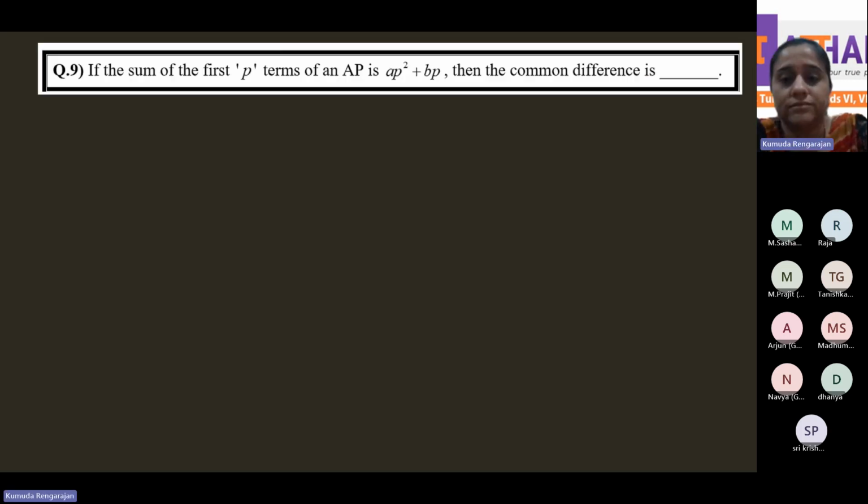All right, next one. Try this one, children. If the sum of the first p terms of an AP is a p squared plus bp. See, we've normally had the sum of the first n terms. Just replace this with n. If the sum of the first n terms is a n squared plus bn.